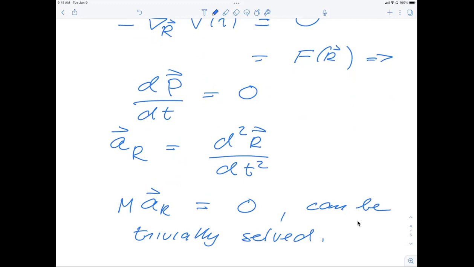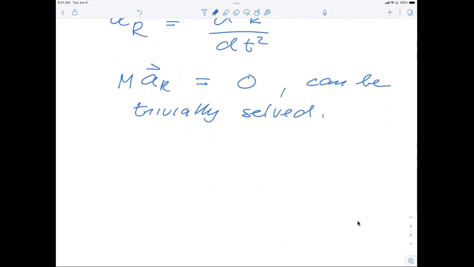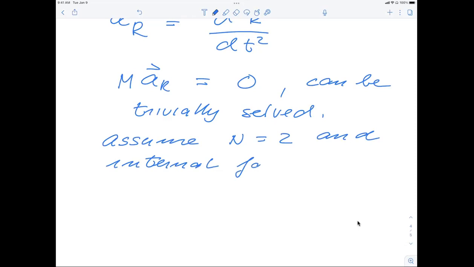We could view this in a different way. So if we now have a force, assume now that we have two particles, just to simplify things, n equal 2, and internal forces only. So there's no external force applied to the system. Then we know that if I calculate the net force, that is the force on particle 1 plus the force on particle 2.